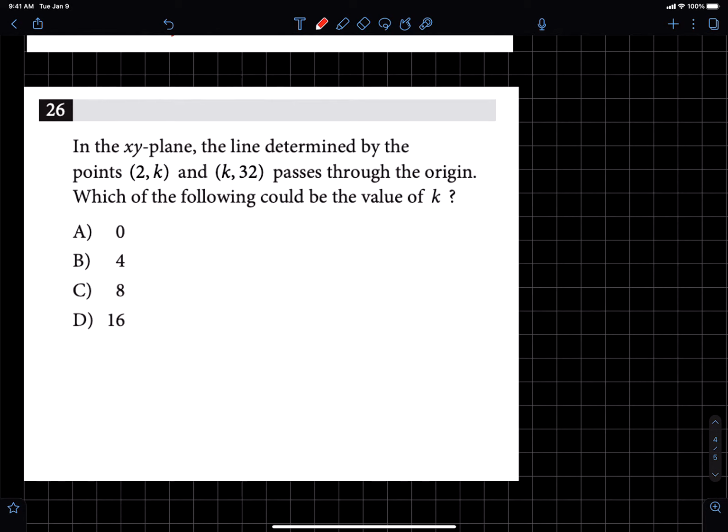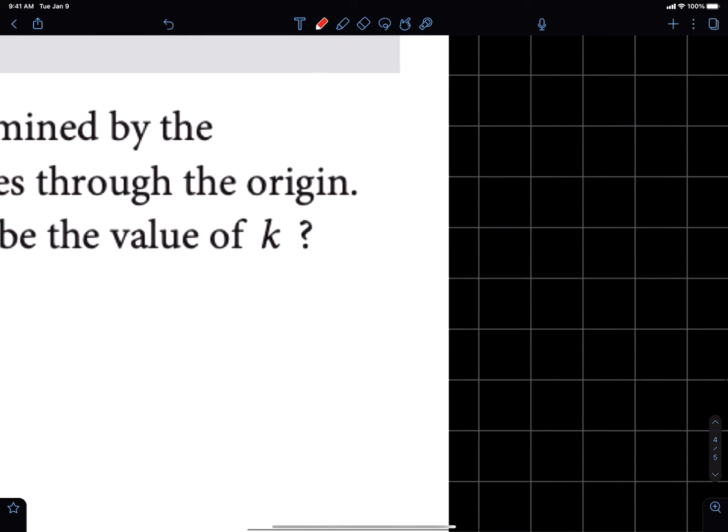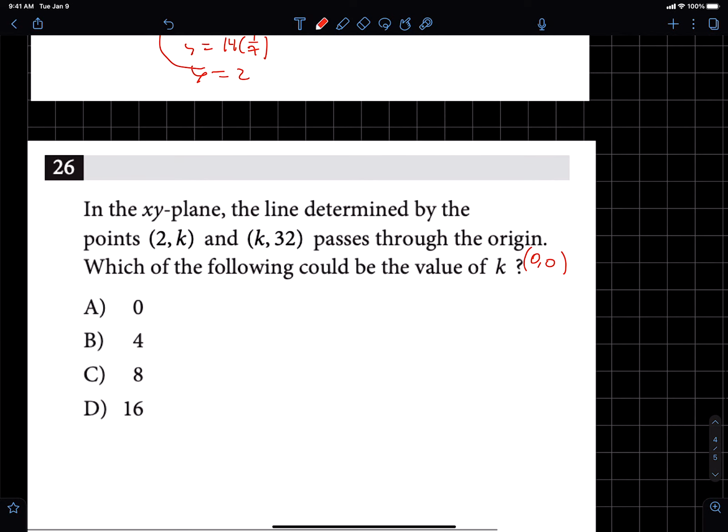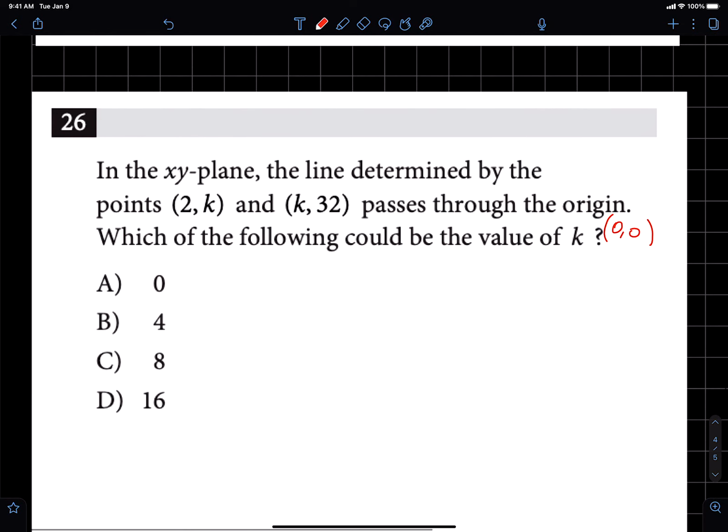All right, last problem here. In the xy plane, the line determined by the points 2 comma k and k comma 32 passes through the origin. Remember, the origin means this line goes through the point 0 comma 0. Which of the following could be the value of k? Okay, cool. Let's go ahead and use our slope formula. Let's call this point 2, and let's call this point 1. So we get y2 minus y1 over x2 minus x1. And the slope is going to be k over 2.